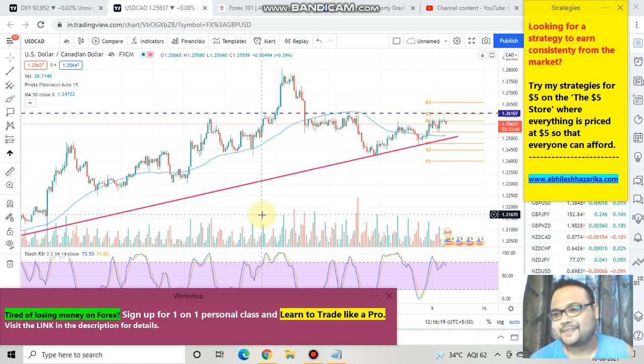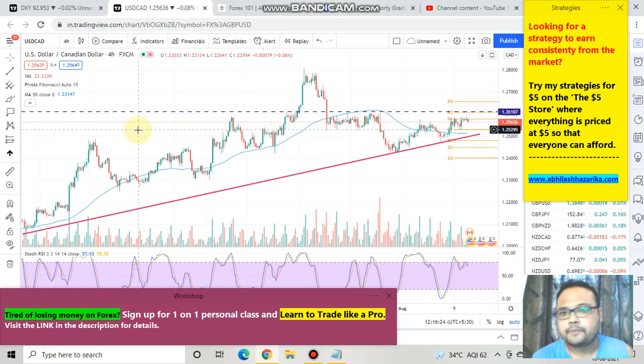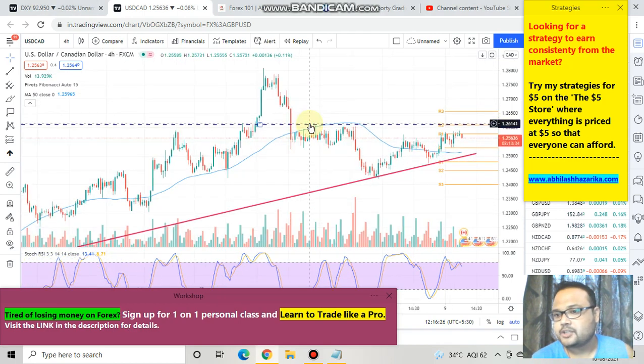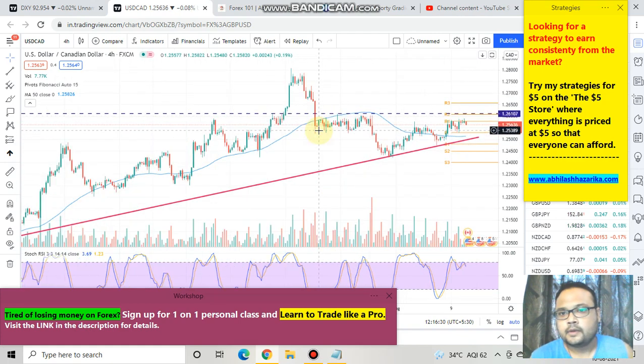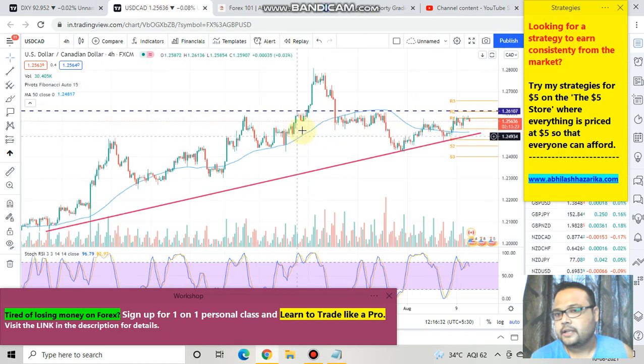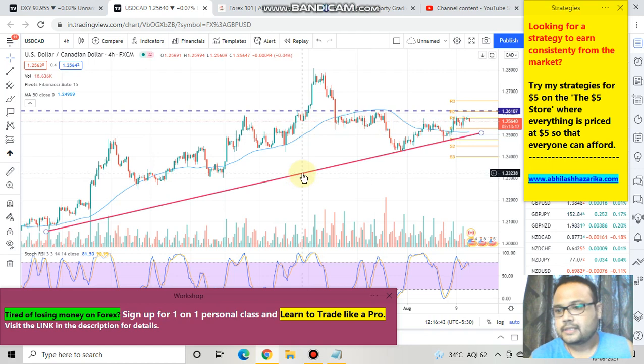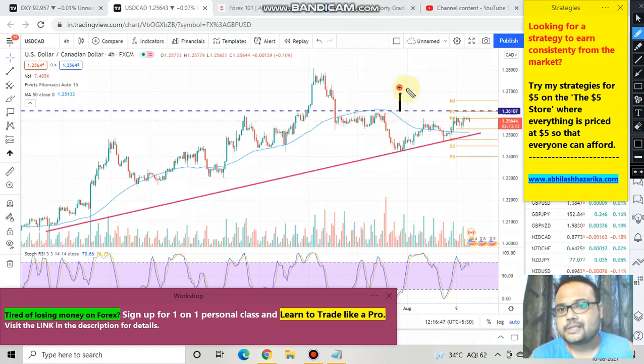So let's get started. This is the 4-hour chart of USD CAD in front of us right now, and as we can see, there is not much volatility or movement on the chart. If you have watched my previous video, you can easily recognize these two lines, because more or less things have not changed much for the USD CAD chart. You can see that I have got two lines here. This is the resistance and this is the support for the market.